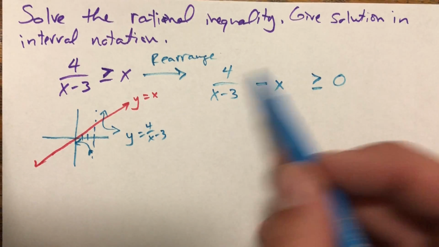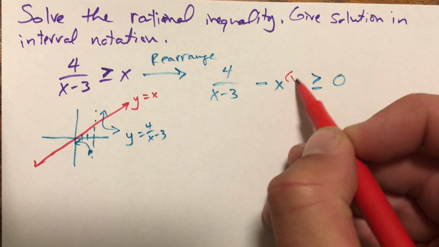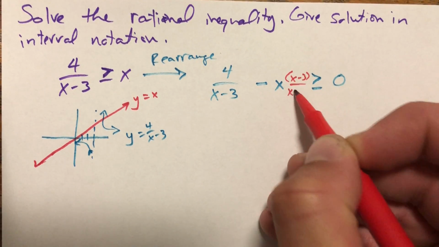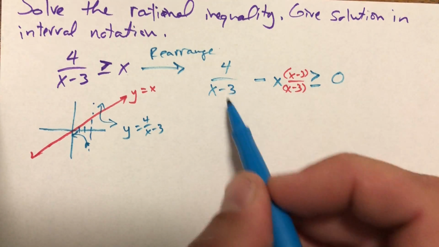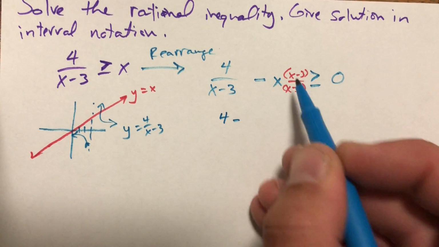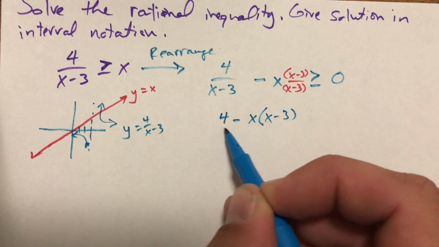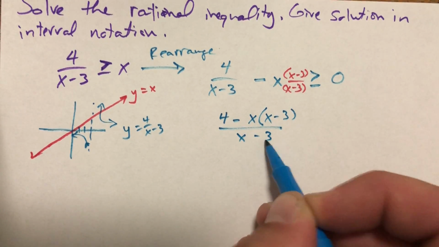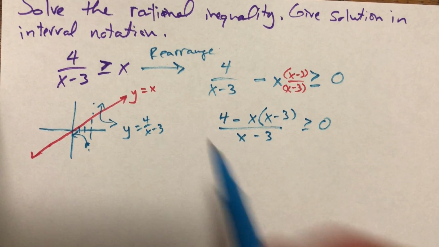Okay, well, we want to simplify this, so we just do what we usually do. We need common denominators, so we're going to multiply this guy by x minus 3 over x minus 3. And then we're going to combine our terms here, so we got 4 minus x times x minus 3, all over x minus 3, greater or equal to 0. All right, now we're just playing the simplification game.